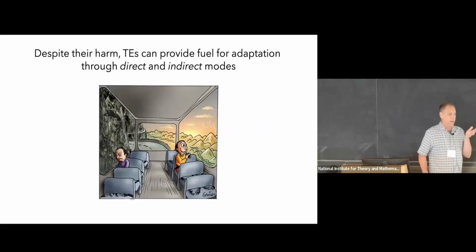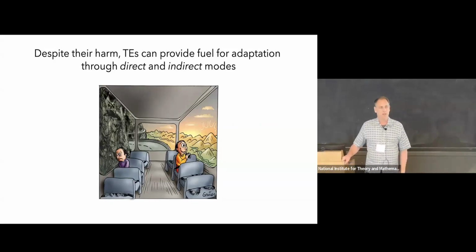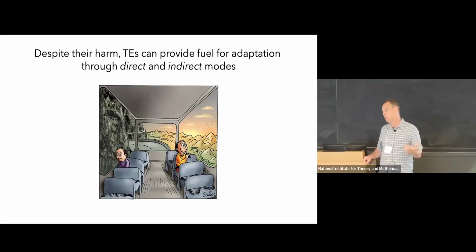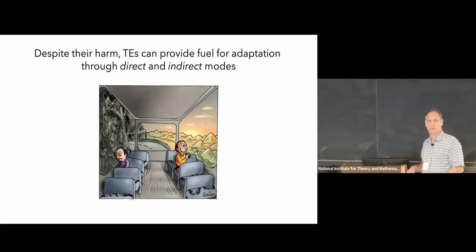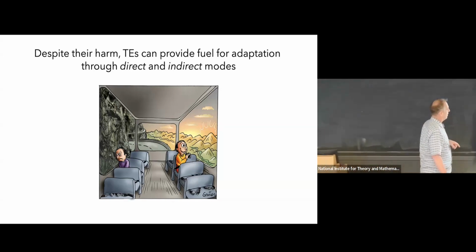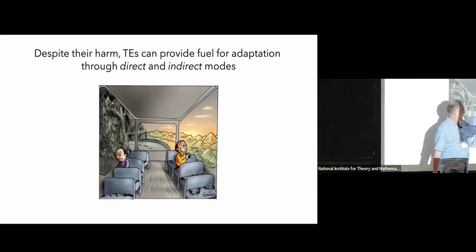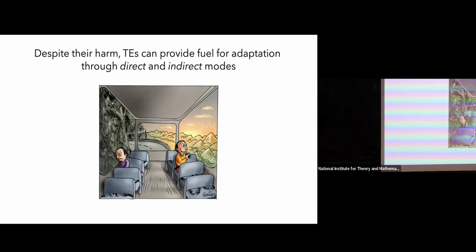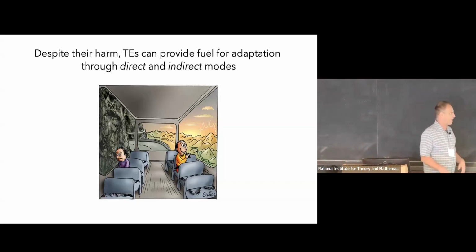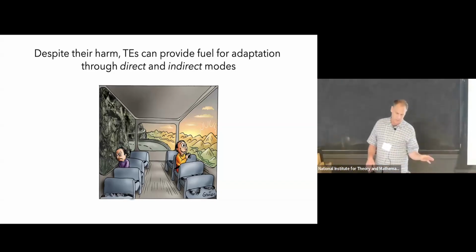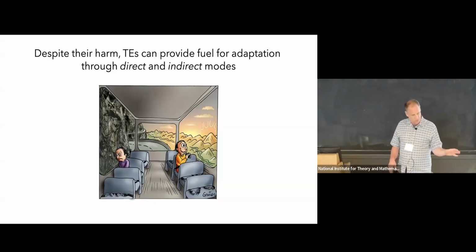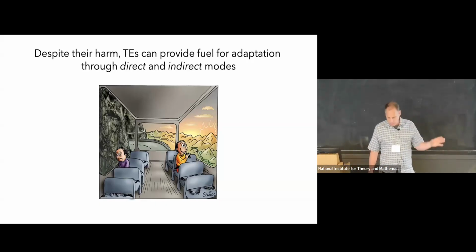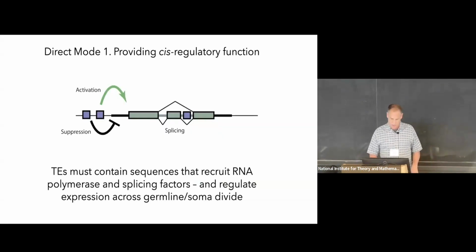But despite the fact that they're harmful, there's a lot of interest now in the ways in which transposable elements can provide the fuel for adaptation. So it's sort of like a double-edged sword. Here's the adaptation world. Maybe this is a fitness landscape. I don't know. That's a very sad fitness landscape on the other side. But adaptation can be fueled through what are called direct modes, which are more understood. I'm going to do a quick walk through the direct modes, but then there are also the indirect modes, and I'll talk about those, which I think are a little more interesting.